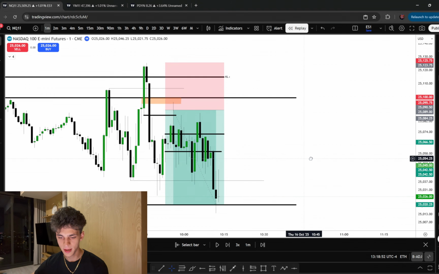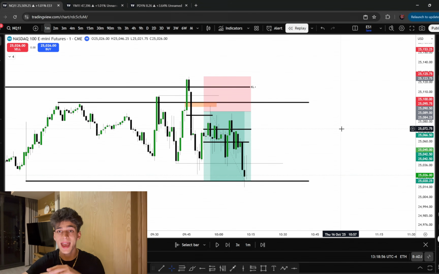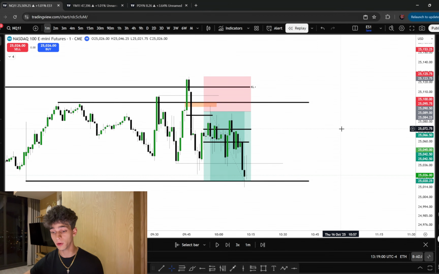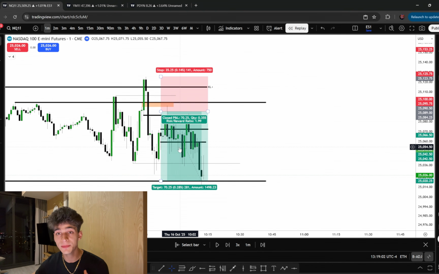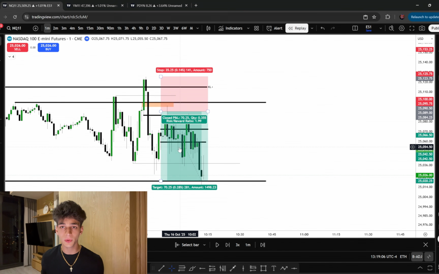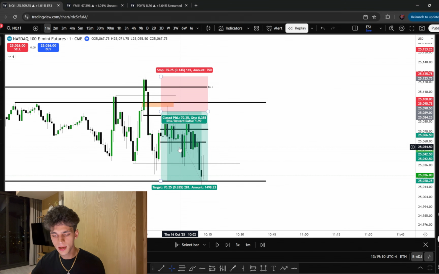And just like that, final TP was hit. Again, this is happening every single day. You have never realized this up until now, okay? This was a 70.25 point move. I can't even speak right now because this should be blowing your minds, okay?